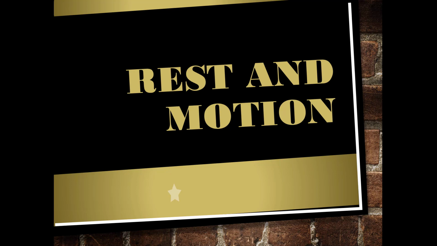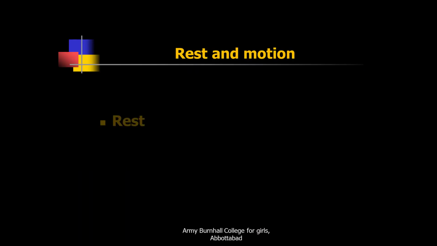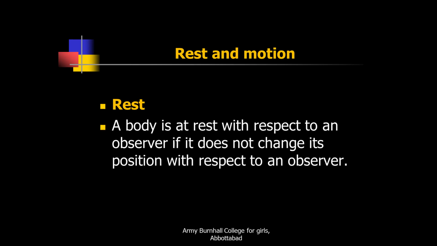First we will discuss the concept of rest and motion. We say that some body is at rest. So what does it mean? A body is at rest with respect to an observer if it does not change its position with respect to that observer. There must be an observer who is observing the object, and the object should not be changing its position. Then we will say that the body is at rest.